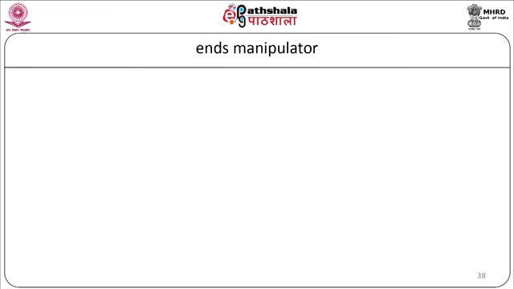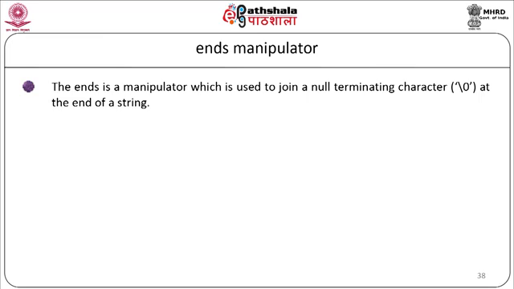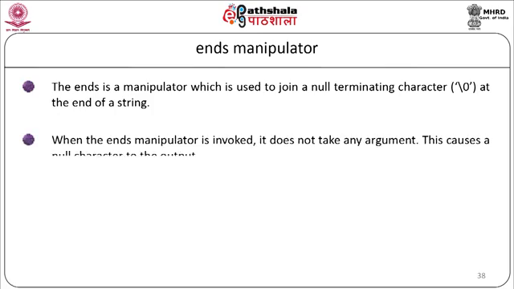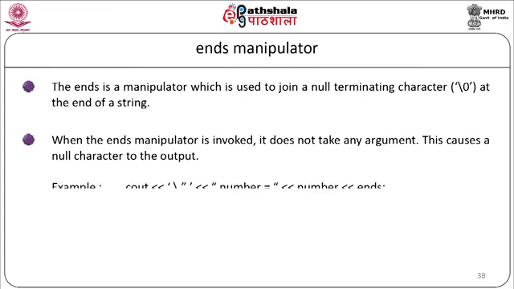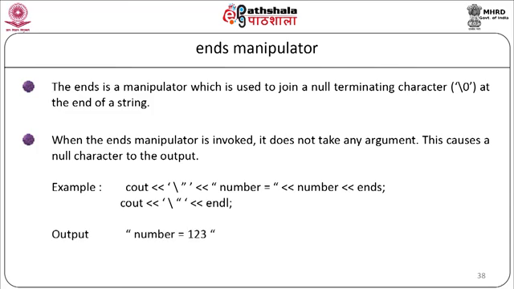The next manipulator is ends. The ends is a manipulator which is used to add a null terminating character \0 at the end of a string. When the ends manipulator is invoked, it does not take any argument. This causes a null character to be added to the output. Example, cout, in text, "number = ", the value of number, ends, next cout "\n" and endl. Here the output will be number = 123.